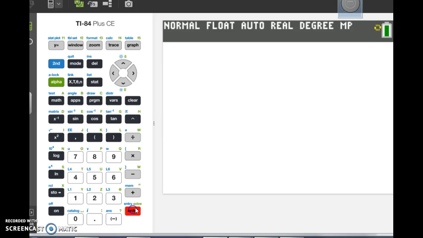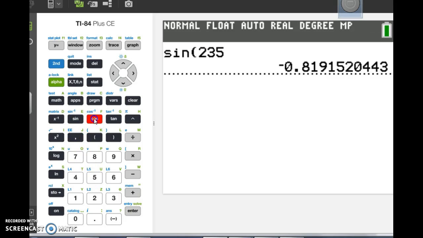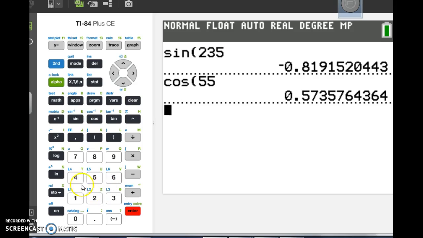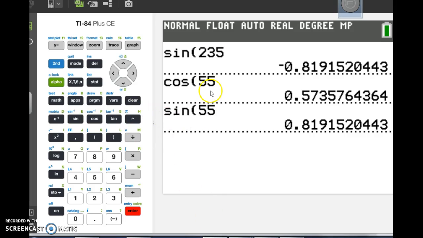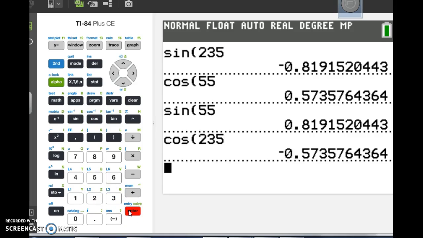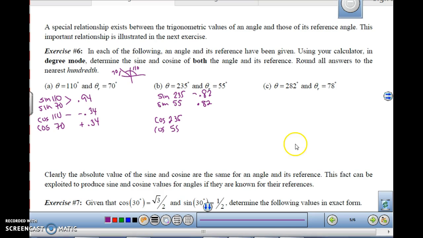Sine 235 is negative 0.82, and then the cosine of 55, oops, that's the wrong one, sine of 55, sorry, is positive. So for this one it is going to be negative 0.82, and this one is going to be positive 0.82. All right, and then cosine 235, cosine 55. Cosine of 235 is negative 0.57. One is positive, one is negative. So this one is negative 0.57, and this one was positive 0.57.